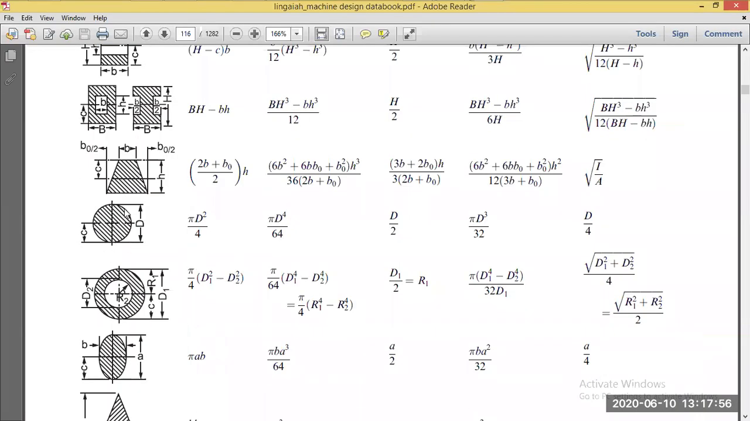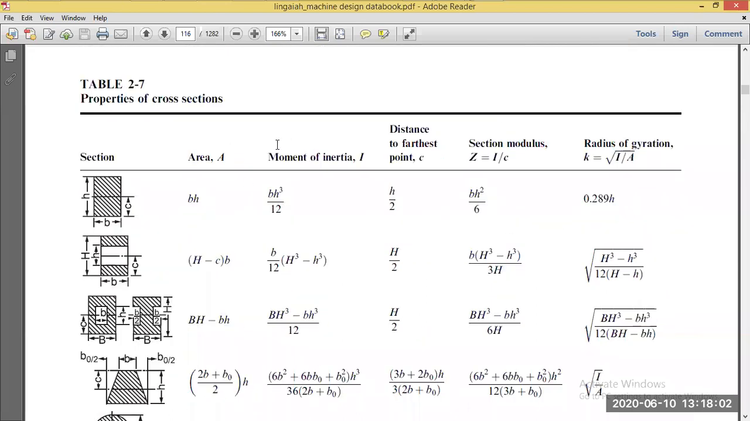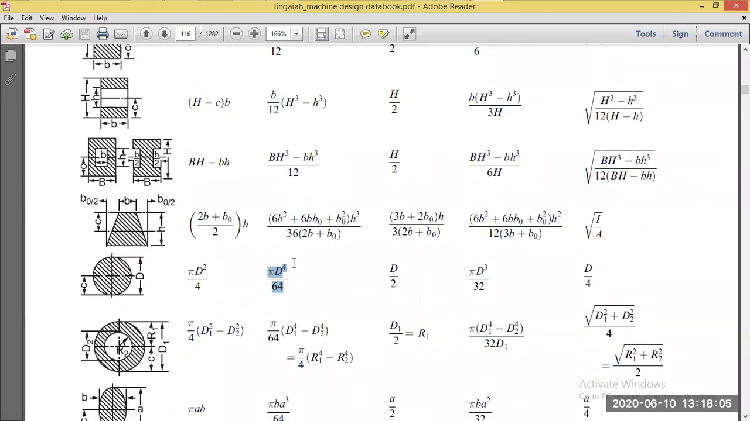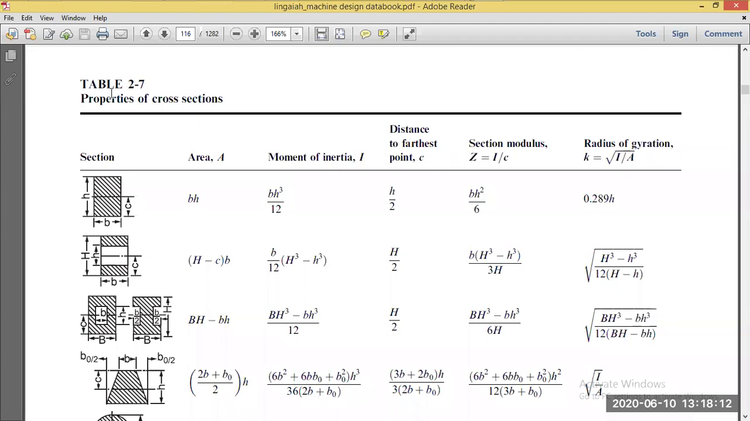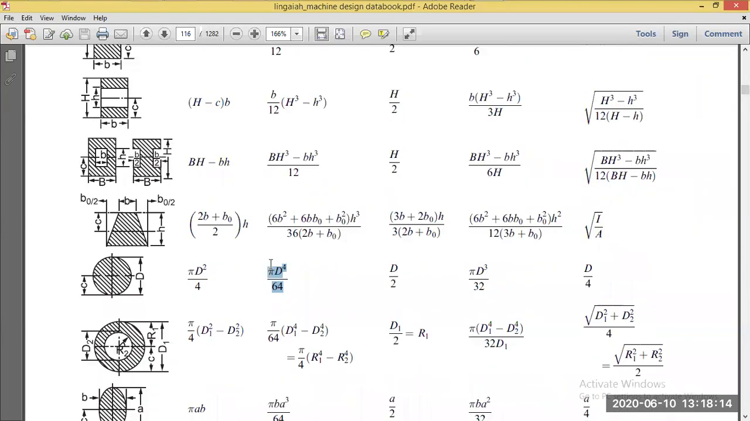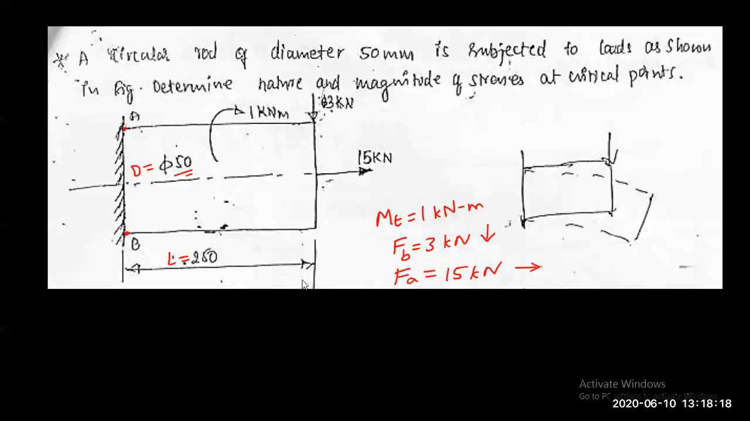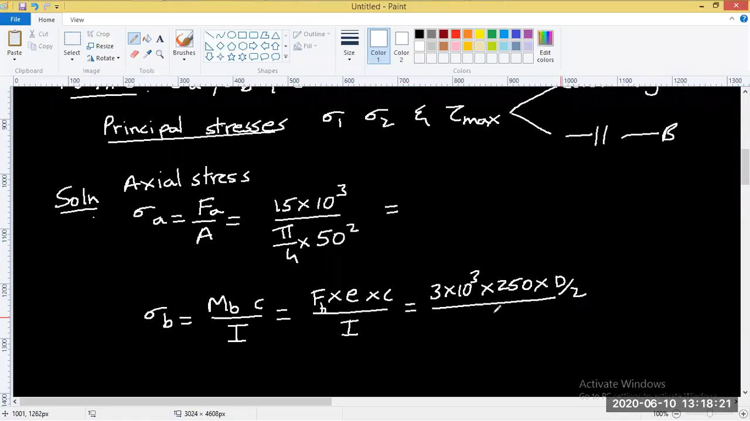Here, this is the circular cross section, and this is the moment of inertia. I hope you can see the moment of inertia I for a circular cross section is pi d power 4 by 64. You can extract the value from the data handbook. From table 2.7, moment of inertia I is pi d power 4 by 64.